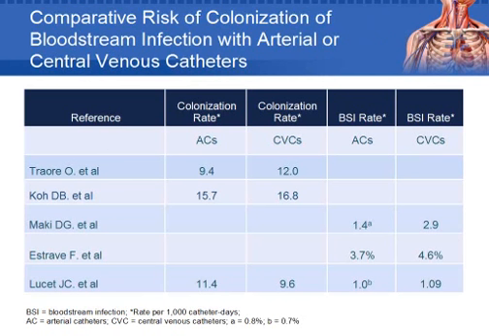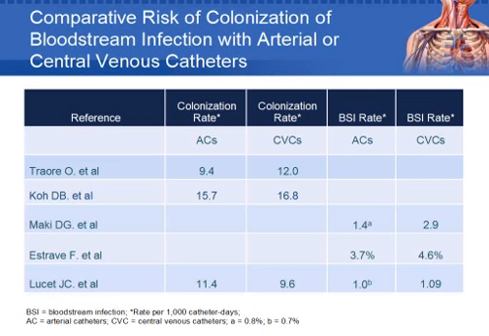If we look at all of the published literature comparing arterial and venous catheters, we've talked about the Coe and the Lucette study. Traore and colleagues did a study looking at colonization and found 9.4% for arterial versus 12% for central venous catheters. In terms of colonization rate per 1,000 catheter days, this was not statistically significantly different. Then we have 2 additional studies that look specifically at BSI rate, again per 1,000 catheter days. Dr. Mackey at University of Wisconsin found a rate of 1.4 for arterial catheters versus 2.9 for central venous catheters, again not statistically significant. And Estravi and colleagues from Europe found a BSI rate of 3.7% for arterial catheters and 4.6% for venous catheters, again not statistically significant.